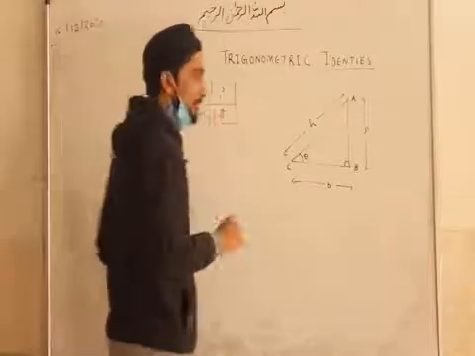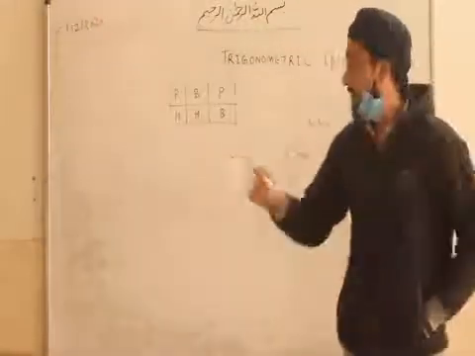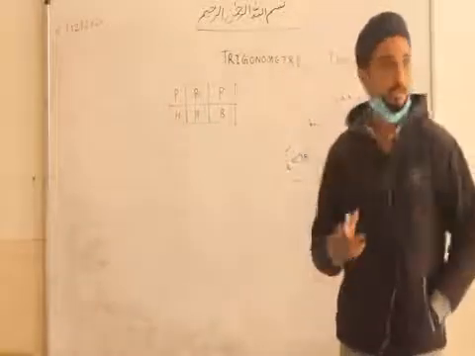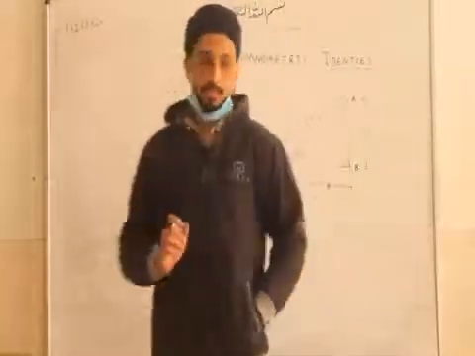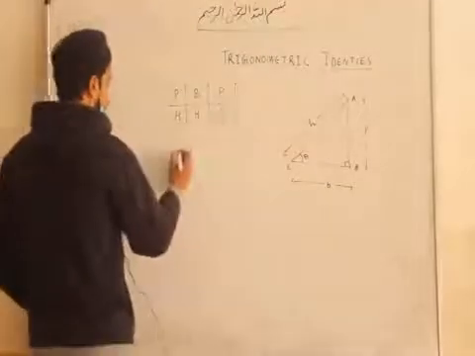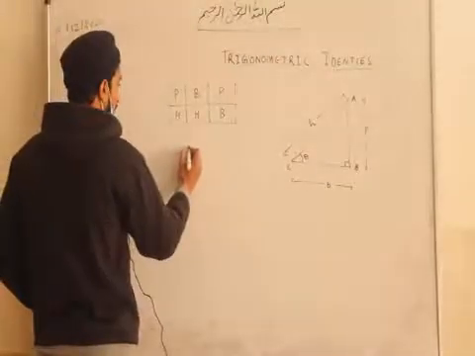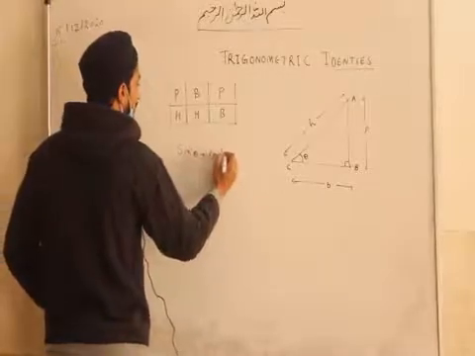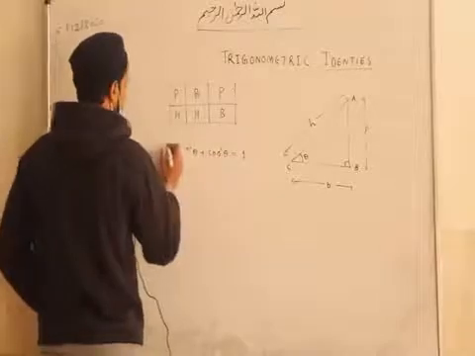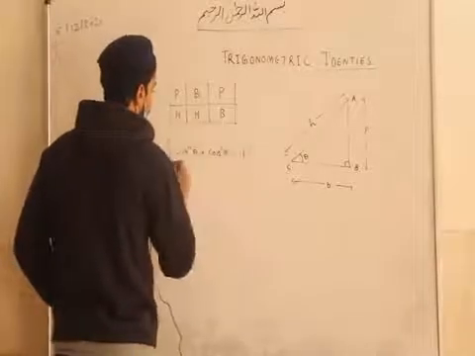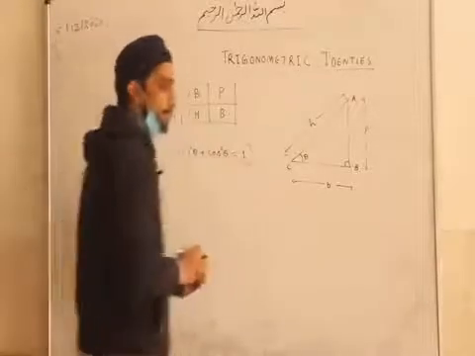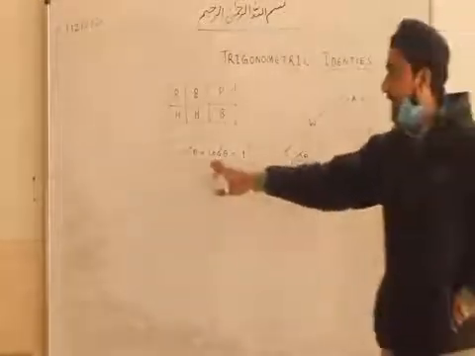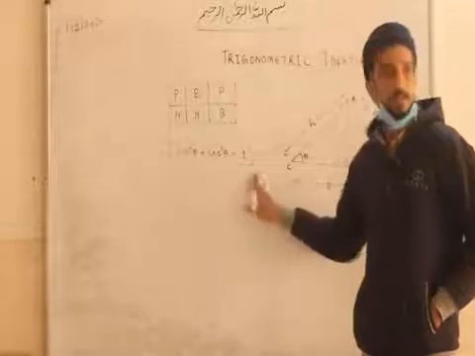So this table you know, what this ratio is known as: P by H, and B by H, P by B, like this, you know all the trigonometric ratios. There is one identity, that is sine square theta plus cos square theta is equal to 1. This is the most important identity. For any theta, sine square theta plus cos square theta is always 1.